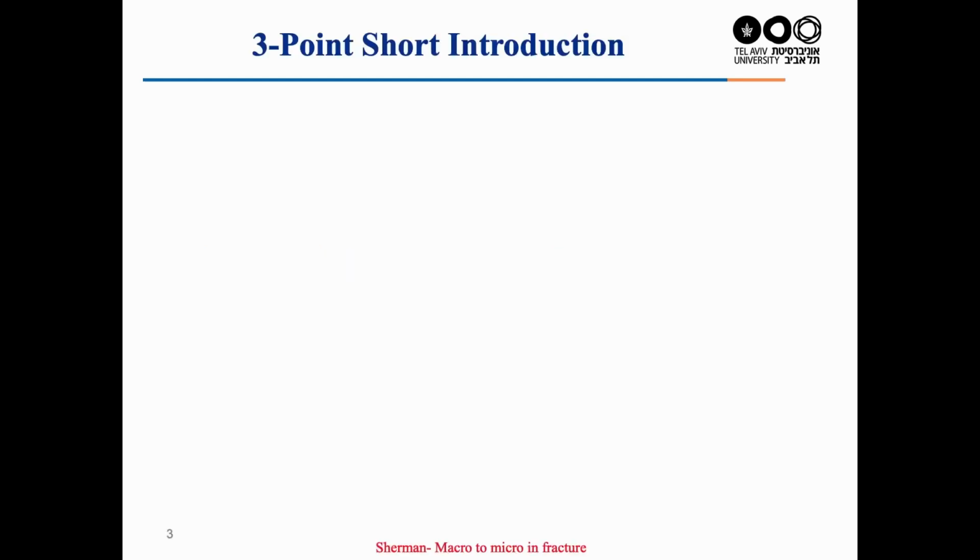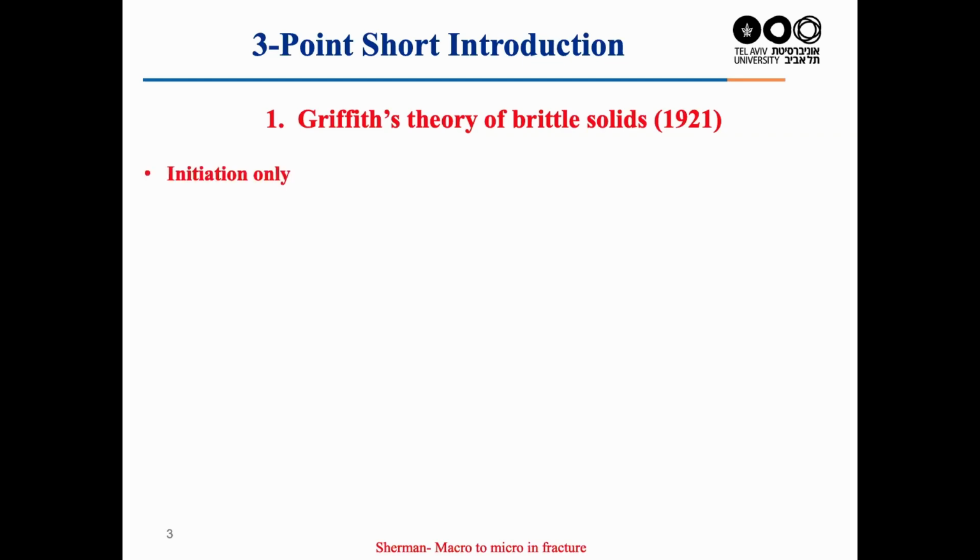I want to start with a very short, three-point introduction. The first point is Griffith theory of brittle solids, 1921. I don't know if you know, but Griffith made a mistake in the first paper. He put a sign mistakenly in the equation, but he corrected it in 1924. This is a bit of history. I'm not going to talk about all the Griffith theory. Griffith is for initiation only, and it is made using a thermodynamic energy balance.